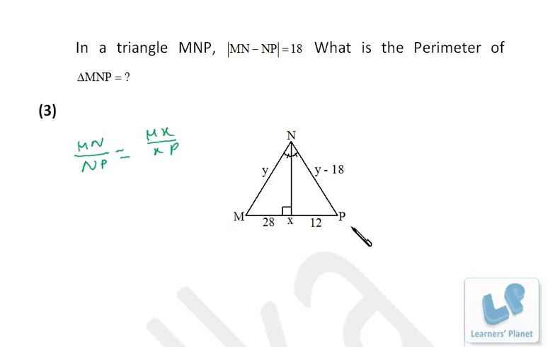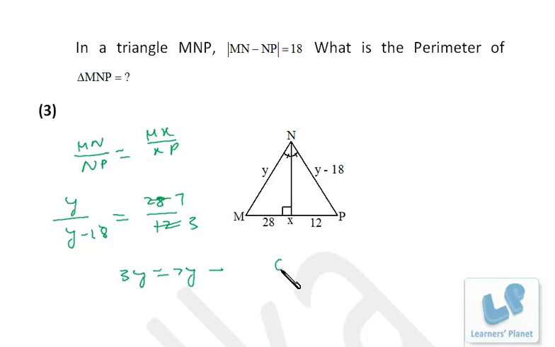Right, MX and XP are already given, so MN and NP we can calculate. So y upon y minus 18 is equal to 28 by 12. So 3y is equal to 7y minus 126, okay, so 4y is 126. So 2y will be 63.